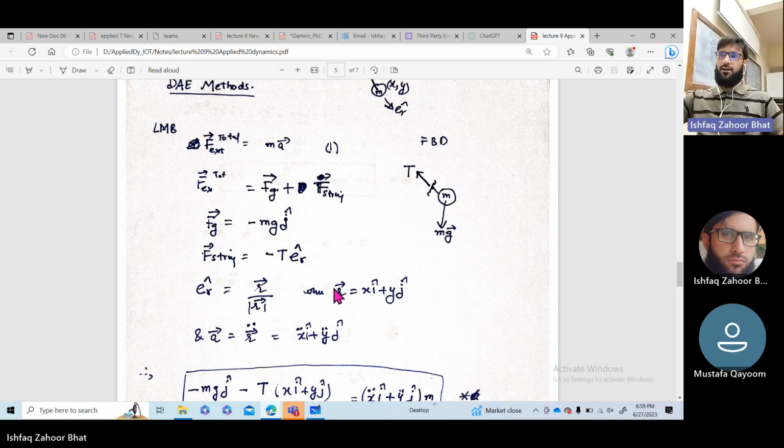See, R is this, R dot will be x dot i plus y dot j. R double dot will be x double dot i plus y double dot j. i and j are constant, so there will be no derivative for these i and j caps.